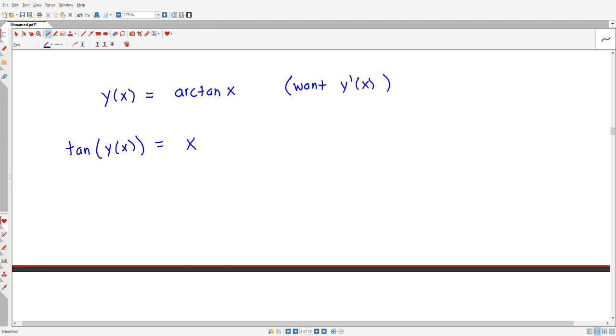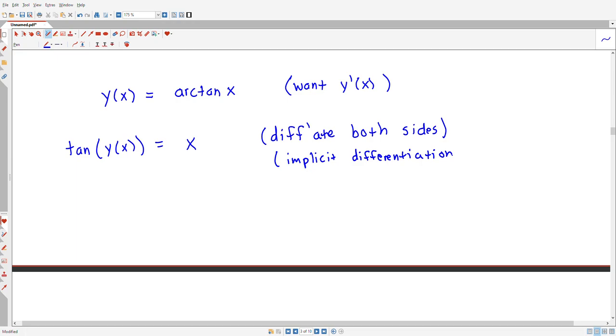And now what I can do is differentiate both sides. And you guys, leading up to our second test, were practicing differentiating equations like this. We're going to have to use implicit differentiation because I don't really understand the function y of x. So its derivative is going to appear just floating around.